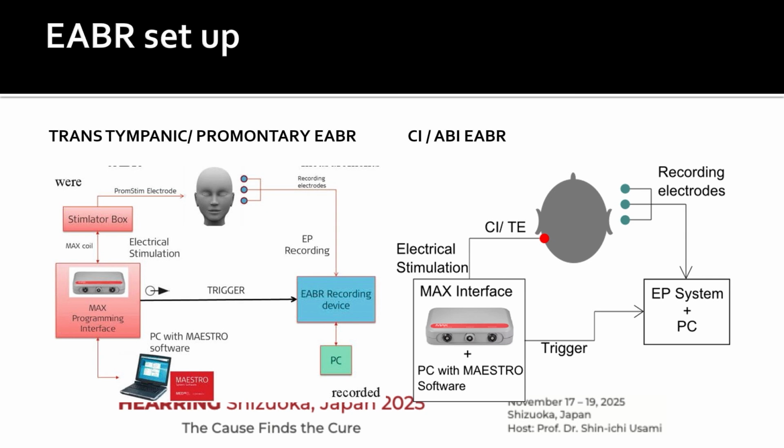Electric ABR is nothing but, instead of giving an acoustic stimulus, giving an electric one, and you can also do it pre-operatively. This is what we call trans-tympanic or promontory ABR. In this case, we place an electrode right on the promontory. Initially, there was a lot of discussion whether it is possible to place the electrode when you don't have a round window niche in a common cavity, but it was not a problem for us. You can just place it on the promontory and stimulate.